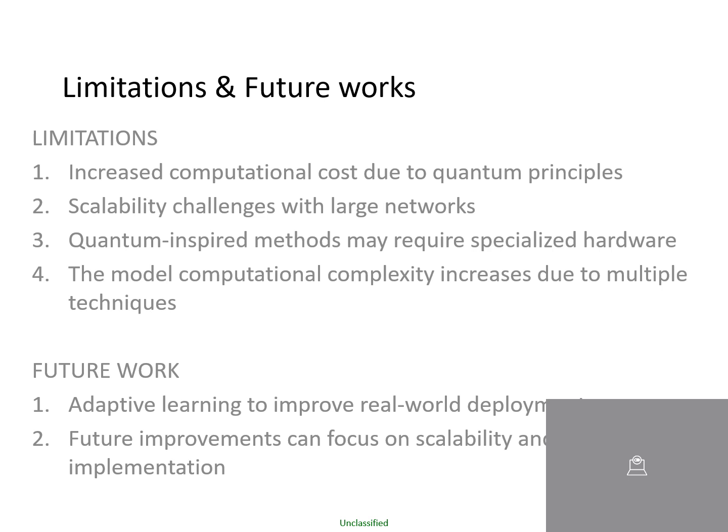Another limitation from the paper was scalability challenges with large networks, because we all know as is a component of sharing updates from the local node to the regional servers, from the regional servers to the global server that updates the global model. Now, in there, as the network grows bigger and wider, there will always be scalability challenges, especially from the interconnectivity. Another challenge is quantum-inspired models may require specialized hardware, as I had explained earlier, and also quantum models require computational complexity, which increases due to multiple techniques.